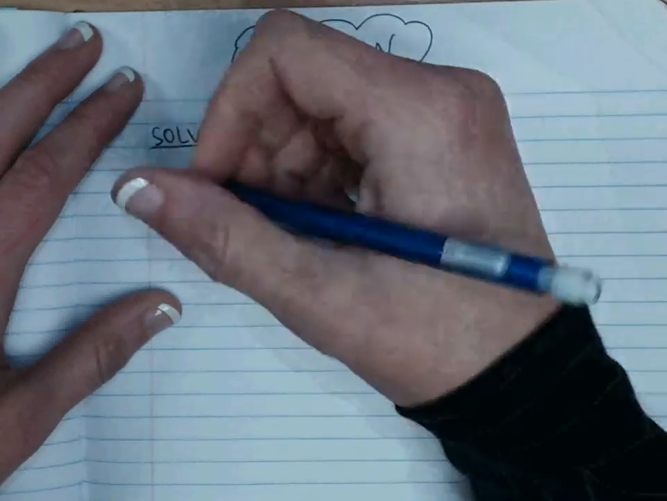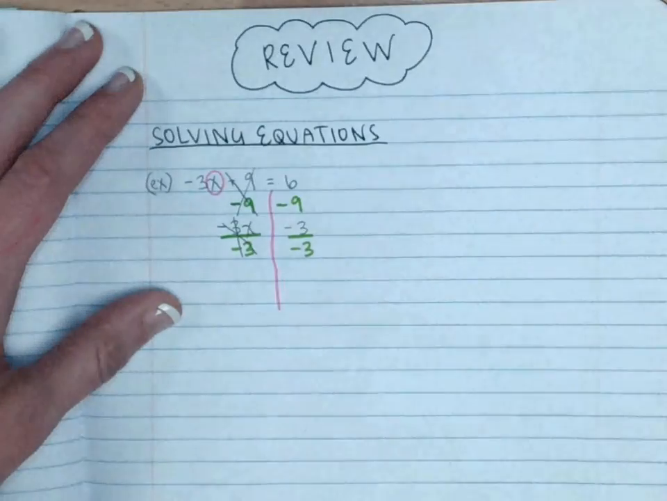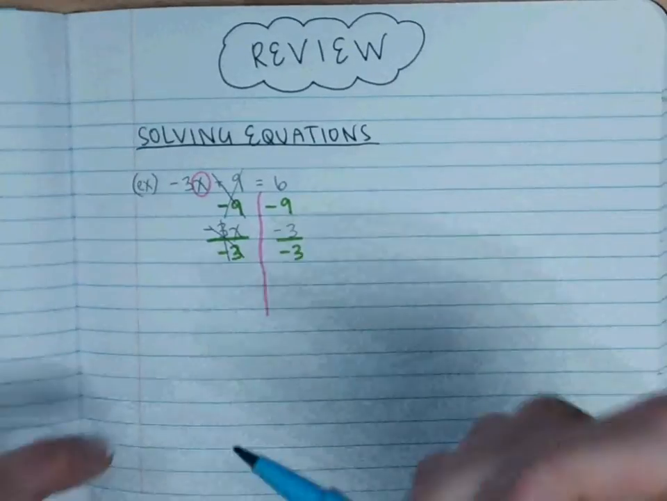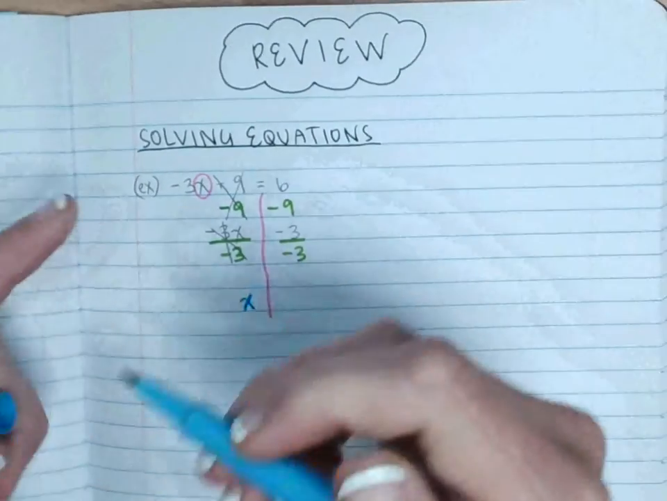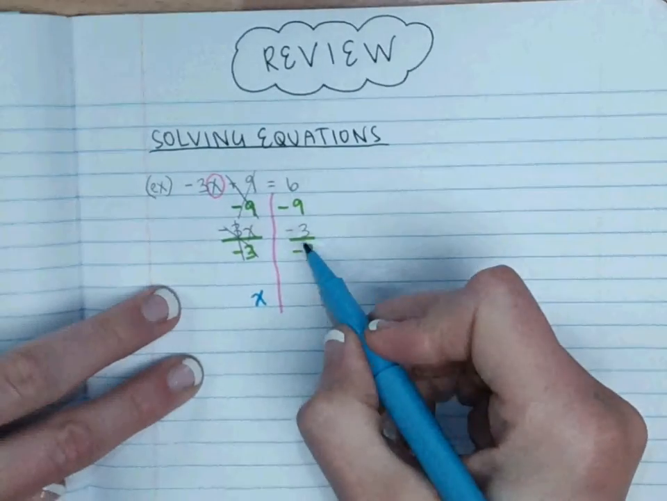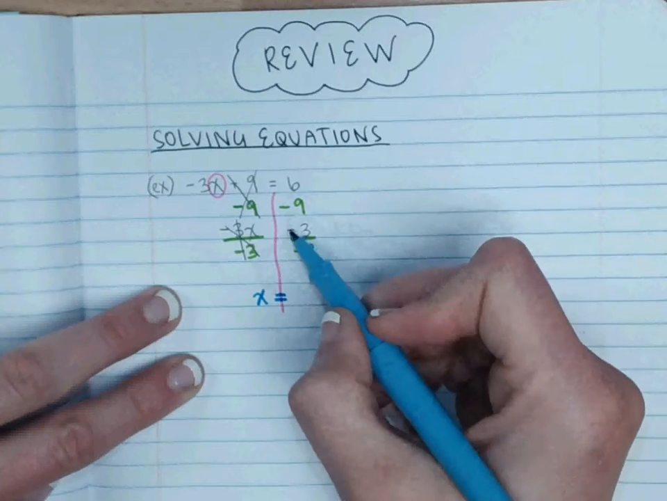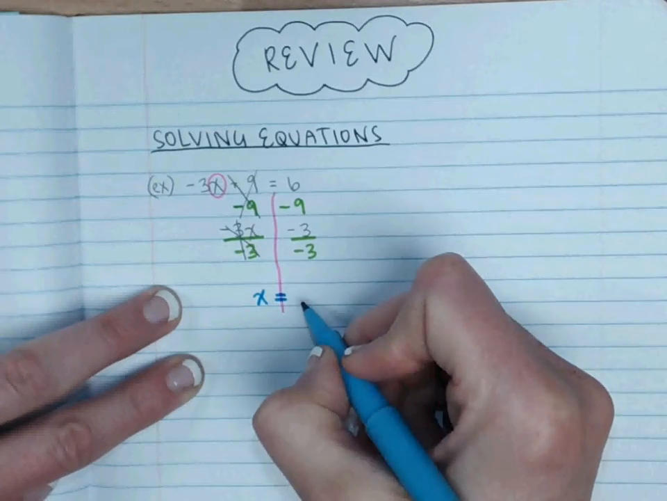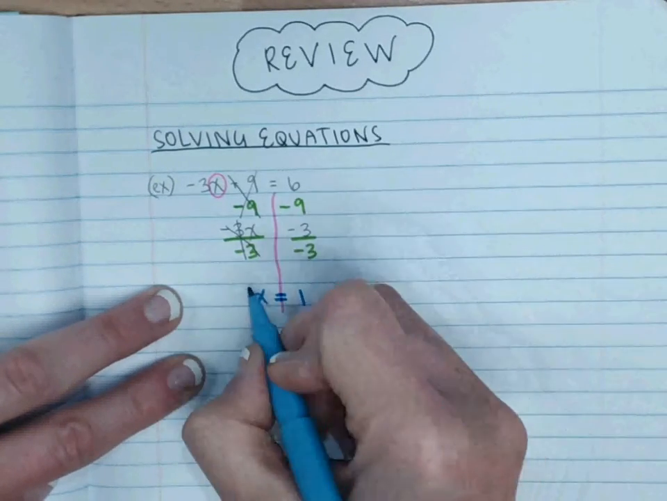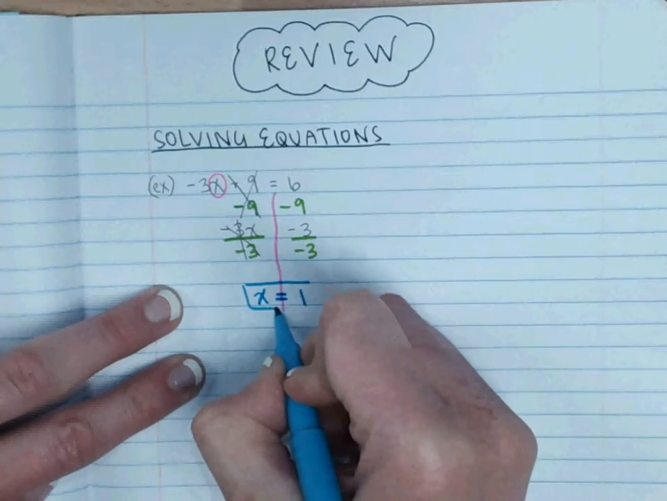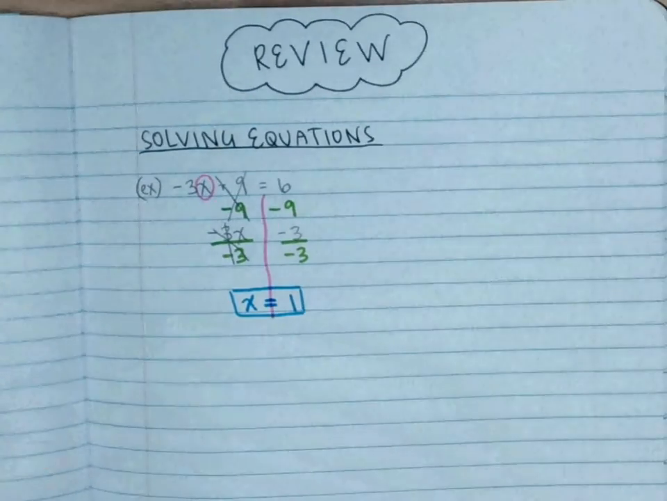When I do that, negative 3 divided by negative 3 is 1. So I'm left with x. And then on the other side, when I divide negative 3 by negative 3, remember, a negative divided by a negative is a positive, and 3 divided by 3 is 1. So x equals 1 is my answer.